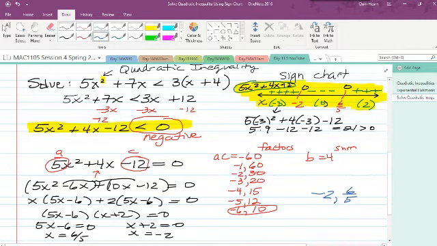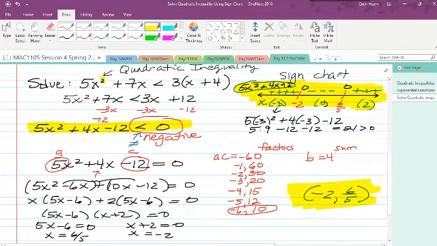Now, are we including those endpoints? No, because this is strictly less than. There's not an equals there. So that means we use parentheses. And so our solution is the interval from negative 2 to 6/5, not including the endpoints.